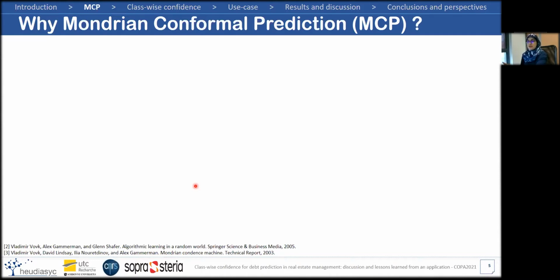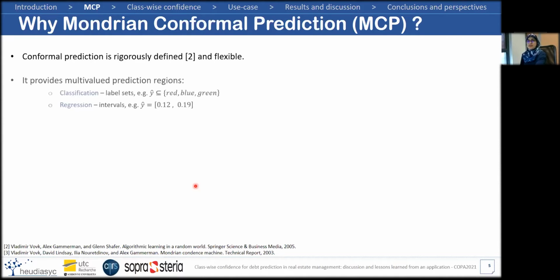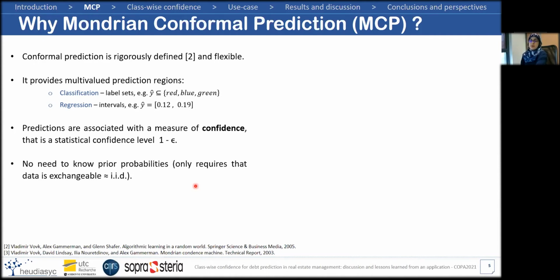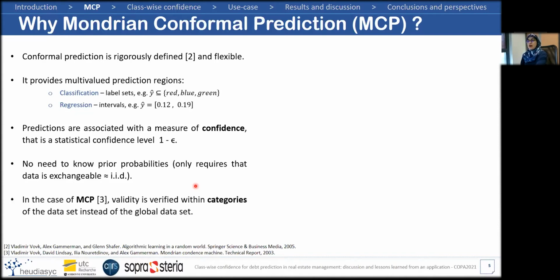Just a little reminder of what Henrik already said in the first talk of the first day. Conformal prediction is rigorously defined and flexible. It produces predictions with label sets in classification or intervals in regression. We also have a confidence measure by choosing our own significance level or error rate, and we don't need any prior probabilities. In the case of Mondrian conformal prediction, we also have validity that is verified for categories and not only for global data sets.